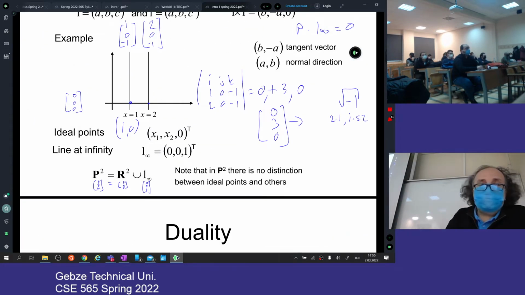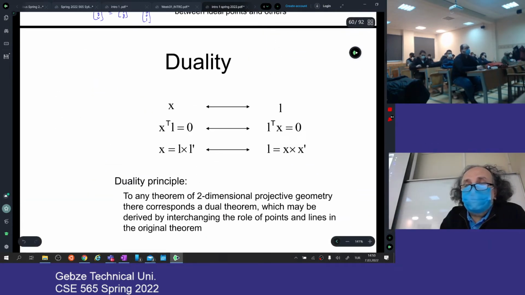So homogeneous coordinates, we are going to use that a lot. That will make our job easier in terms of linearization of the camera geometry. Also, it's going to make it possible for us to talk about points at infinity, which will be very useful too. Okay, with the homogeneous coordinate system, there is this rule of duality.